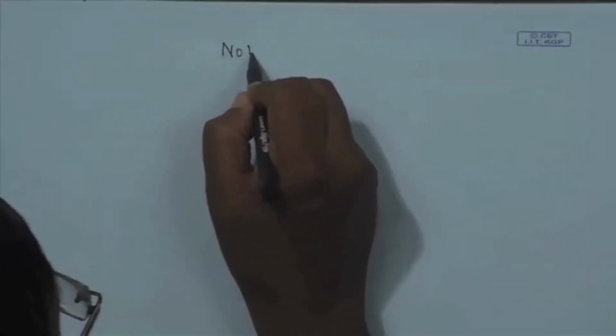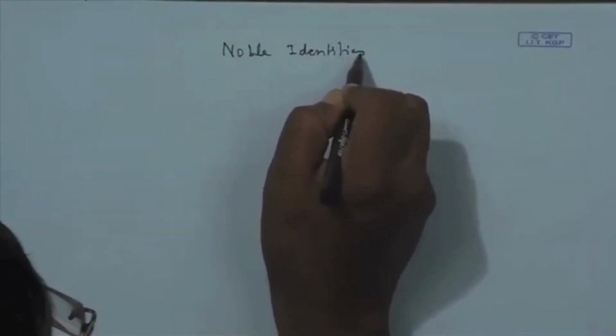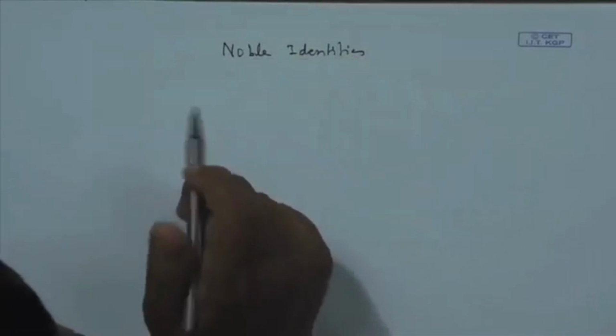Okay. Today I will discuss two important identities in multi-rate signal processing. These are called Noble identities. There are two Noble identities.